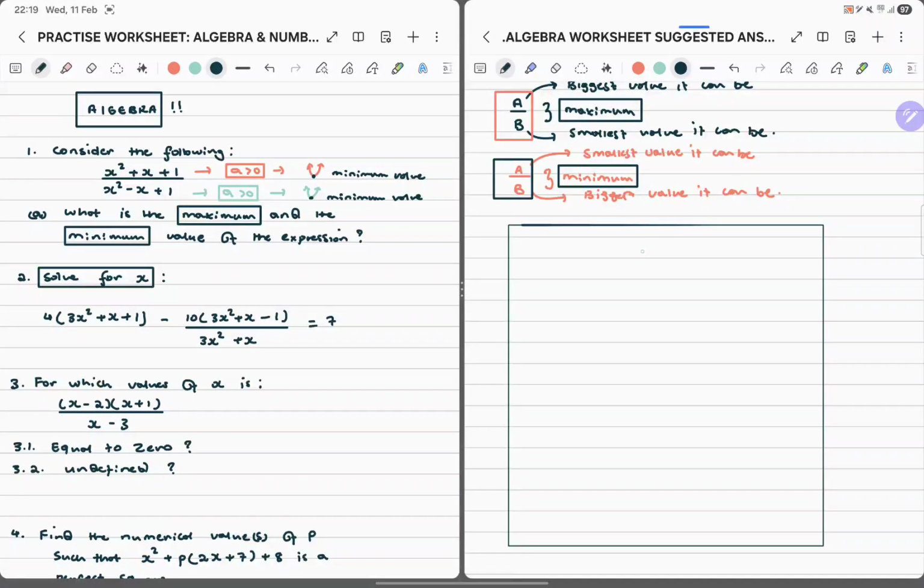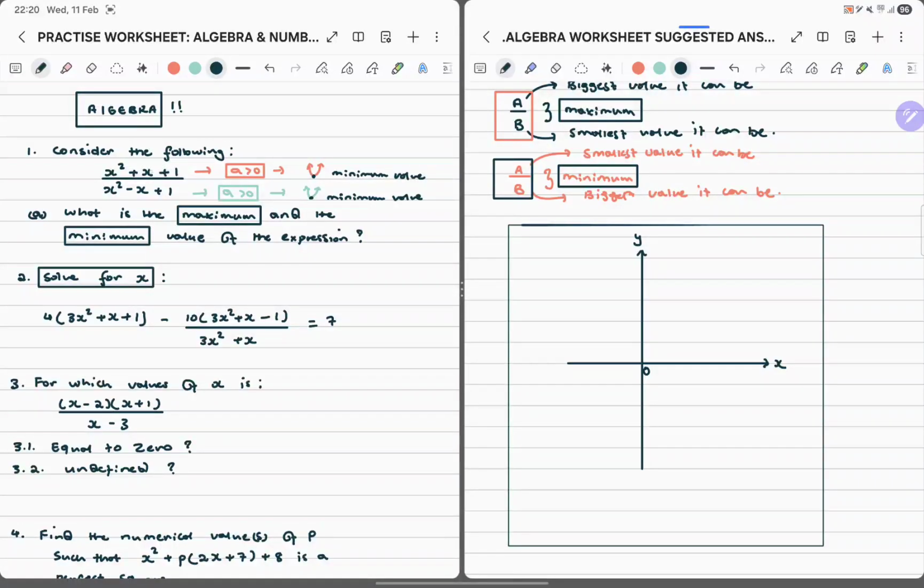Now, I'm just trying to show you guys problem solving skills here. Of course, this is not always going to work, but it works most of the time because all we want is to focus on understanding what we need to do. Now, if we look at this, we'll appreciate that the one on the numerator is a parabola.